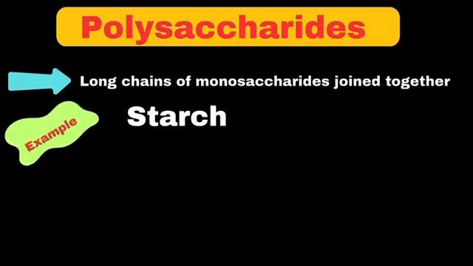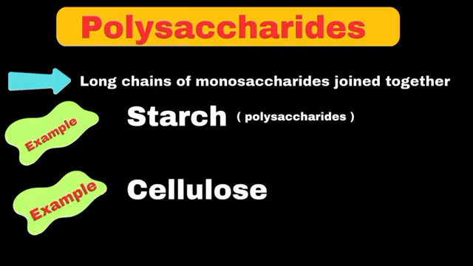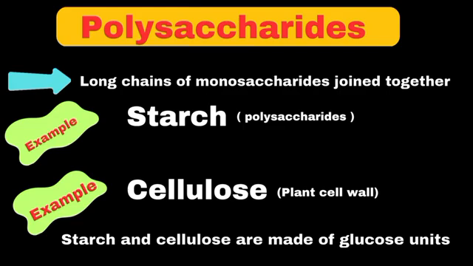These are long chains of monosaccharides joined together. For example, starch, which is found in potatoes and rice, is a polysaccharide made up of hundreds of glucose units linked together. Another example is cellulose, which makes up plant cell walls. Interestingly, both starch and cellulose are made of glucose units, but they differ in how these units are linked together. This difference is why we can digest starch, but not cellulose.